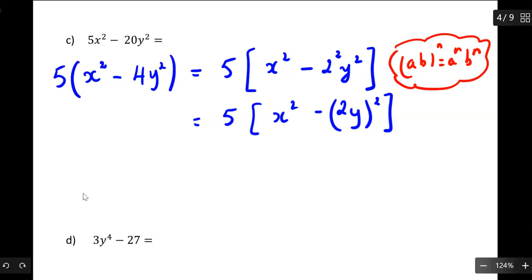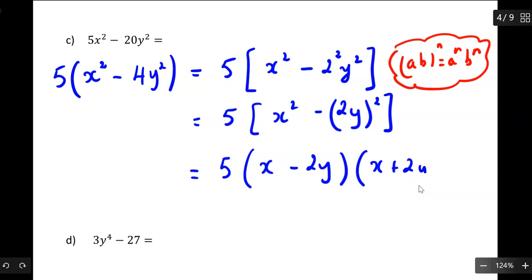All right. So now what is your A? A will be this x. B is 2y. Then I can write my factors as 5 times (x minus 2y) multiplied by (x plus 2y). All right, and we are done. Factor fully.